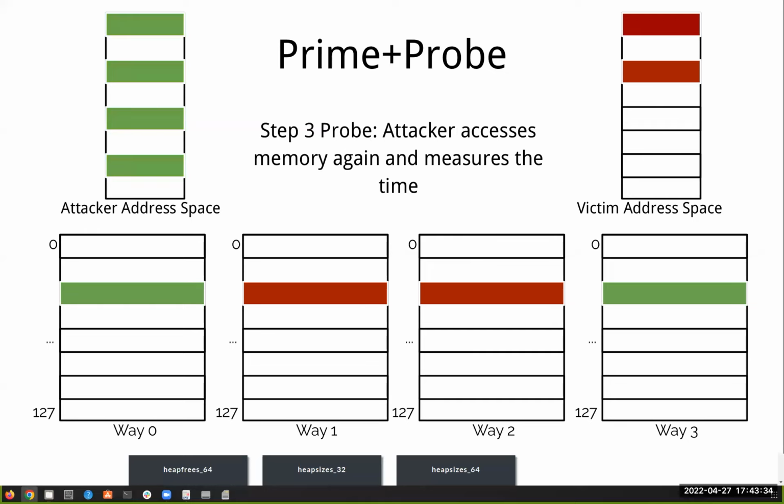Then the third step, the attacker runs again. It will access those congruent addresses and measure its own time. If it's fast, it means its own data is still in the cache. The victim didn't replace that data. If it's slow, it means the victim did replace that data. So it means the victim has been accessing some specific memory address. But like I said, this is a side channel attack. There is no instruction for the attacker to directly say what is in the cache. They cannot. There's no instruction to do that. Okay. Any question there?